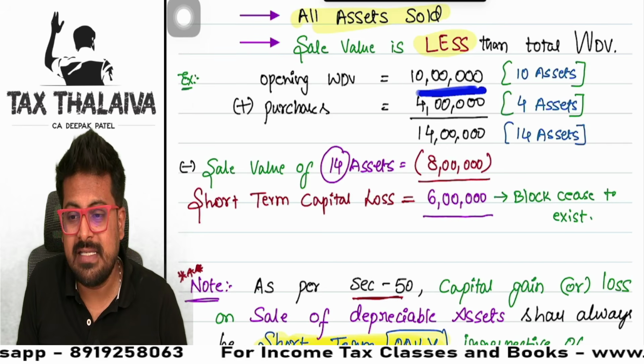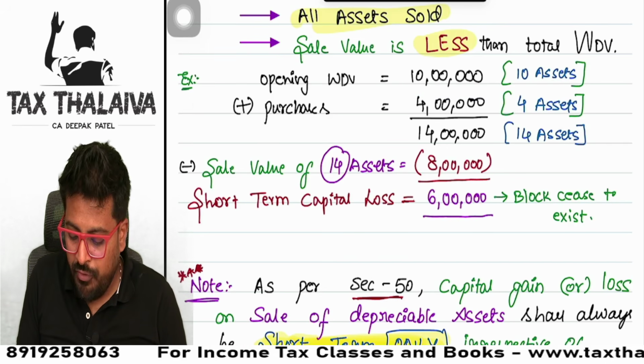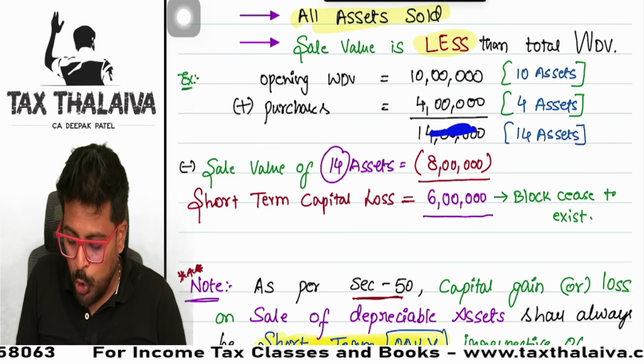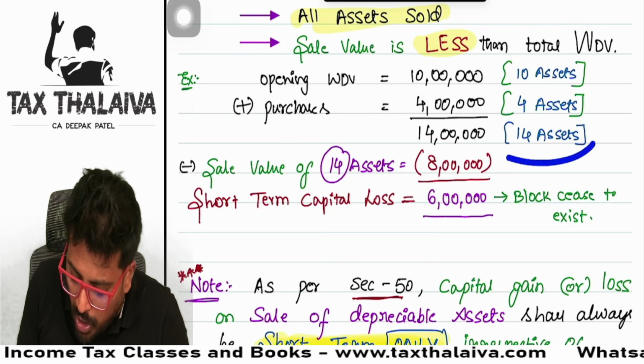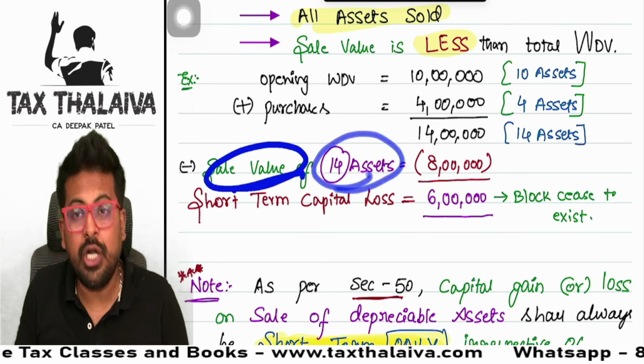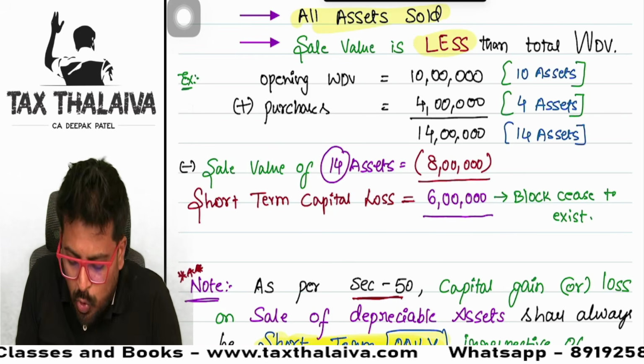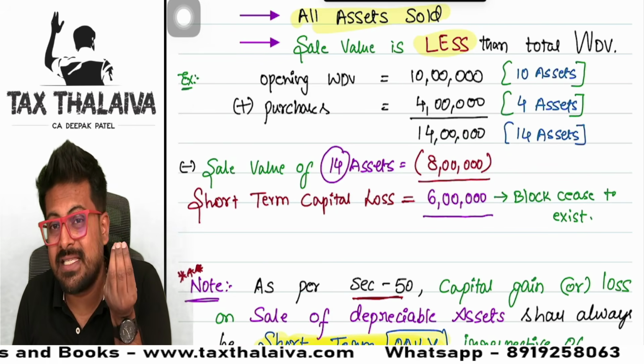Opening WDV 10 lakhs, 10 assets were there. 4 assets you purchased for 4 lakhs. Total 14 assets you have worth of 14 lakhs. Now mind you, all the 14 assets you have sold during the year. But you sold only for 8 lakhs.